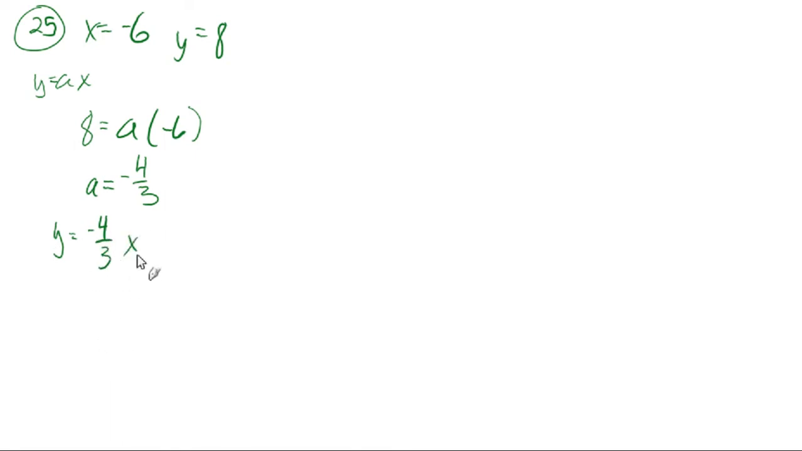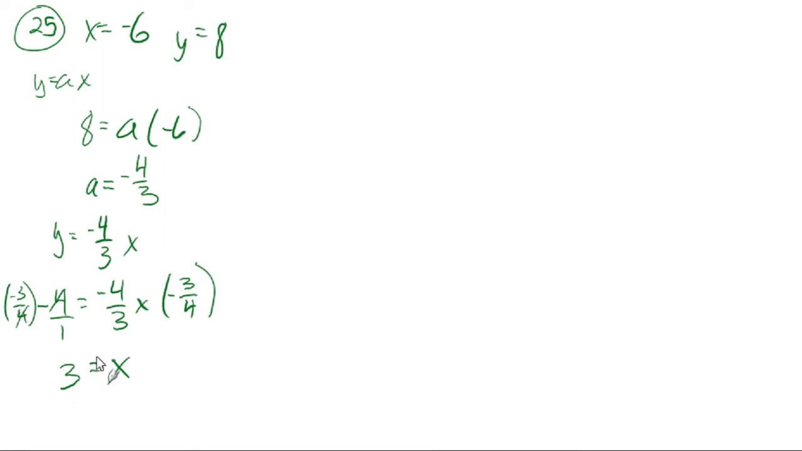And now they want us to find x when y is negative 4. So y is negative 4. So we're going to multiply by the reciprocal of negative 4/3 on both sides. Okay, we can think of this as negative 4 over 1, so this 4 can cancel with this 4. We get a negative 3 times a negative. This is a negative 1 now. So 3 equals x. So there's that.